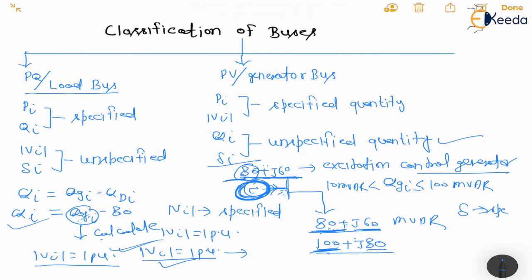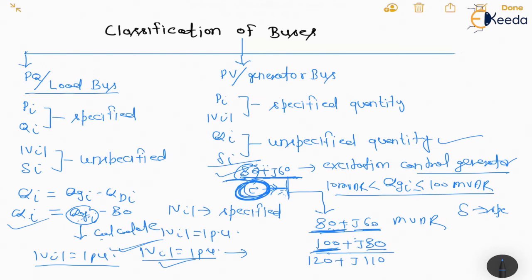Do not confuse between a constant quantity and a specified quantity. So here is the concept of a PV bus, or PQ bus in general. But what will happen when the excitation limit is exceeded? Let us assume our load changes from 80 plus j60 to 120 plus j110.